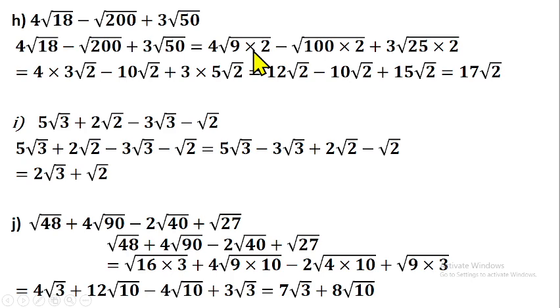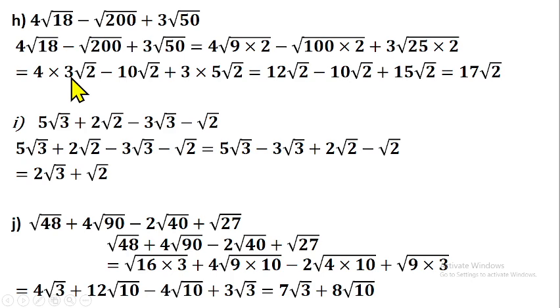How do we also simplify √200? That would be 100 times 2, because 100 is a perfect square. Then how do we simplify √50? That would be 25 times 2. So now what is √9? √9 is 3, so we have 3 here, and we cannot simplify √2 again, so that will give us 3√2. Do you understand that?